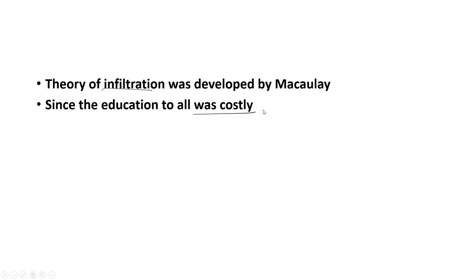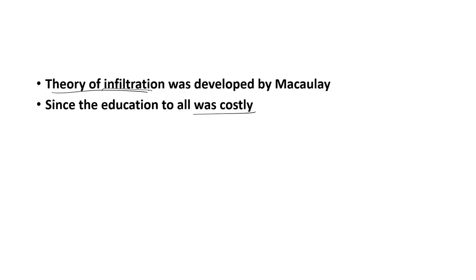So, in order to find a solution to this problem, Thomas Babington Macaulay brought the theory of infiltration. It was not possible for the British to provide education to the entire masses. Providing education to the entire masses was costly. Through the Charter Act of 1830, only an amount of 1 lakh rupees was provided. So, how was it possible for the English East India Company to educate the masses with this amount of 1 lakh rupees?